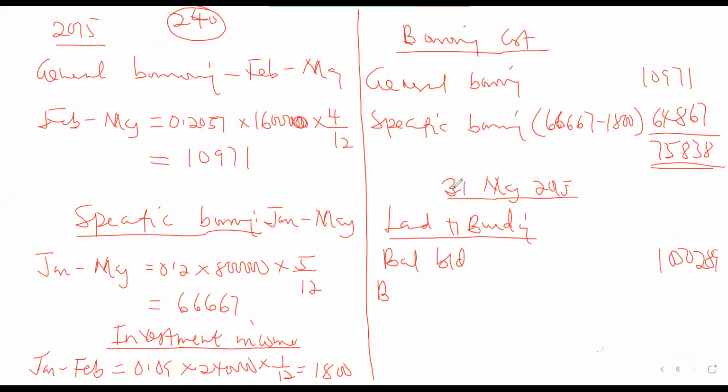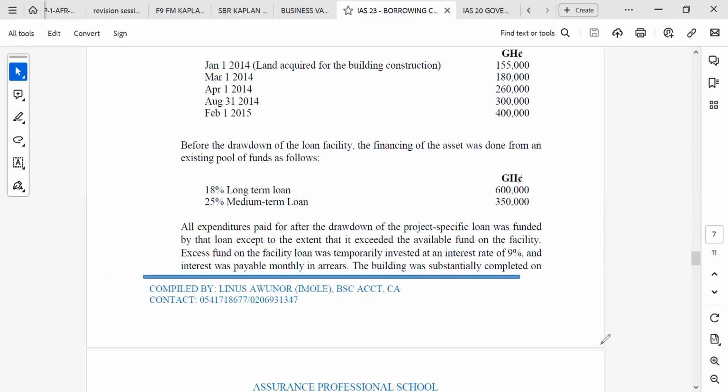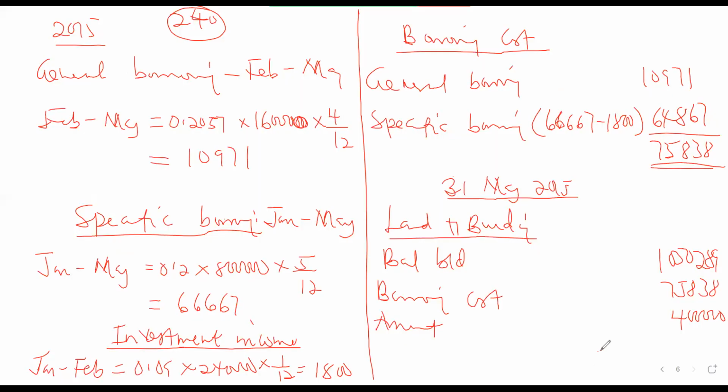Then we just look at the borrowing cost for this year. Borrowing cost for this year is 75,838. And also the amount spent in this year. The amount spent this year is what? 400,000. Am I correct? So what will be the total amount?